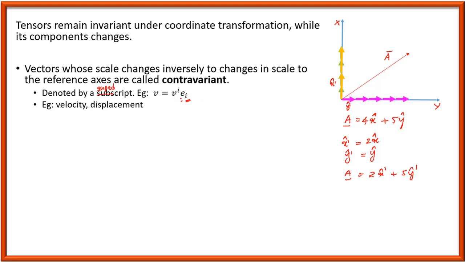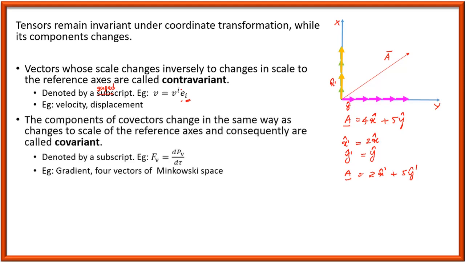So the components vary contravariantly with the basis. So basis is denoted by the subscript, whereas the components are denoted by the superscript. Examples of contravariant vectors are velocity, displacement, force, or anything that we use commonly are contravariant vectors.